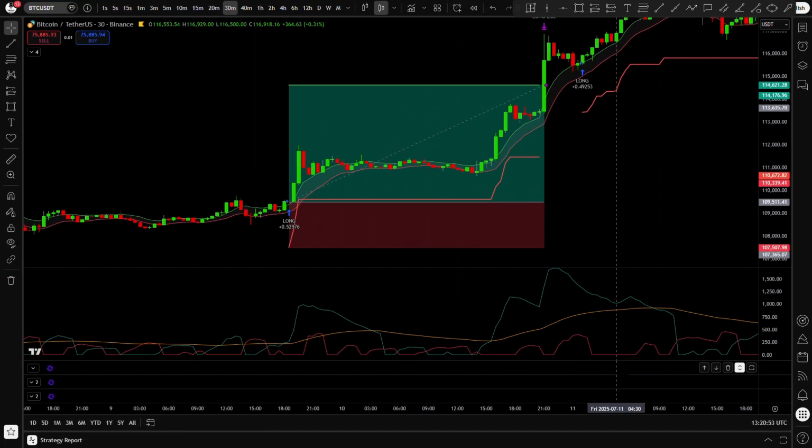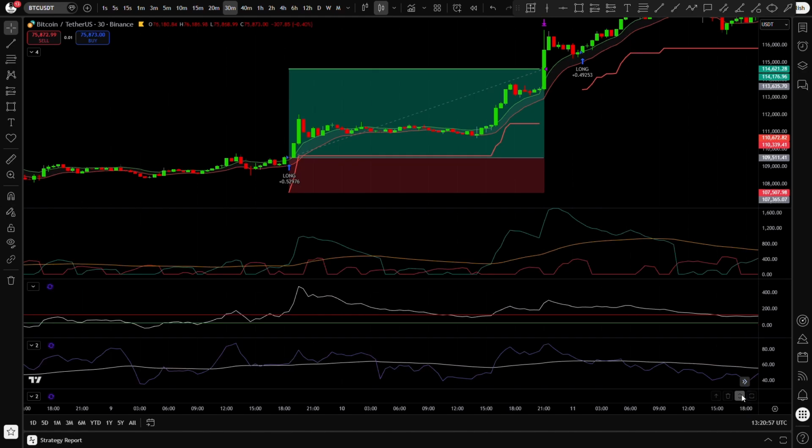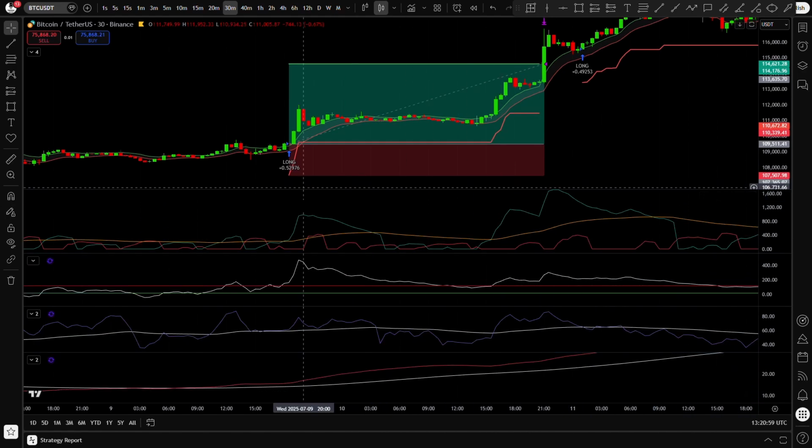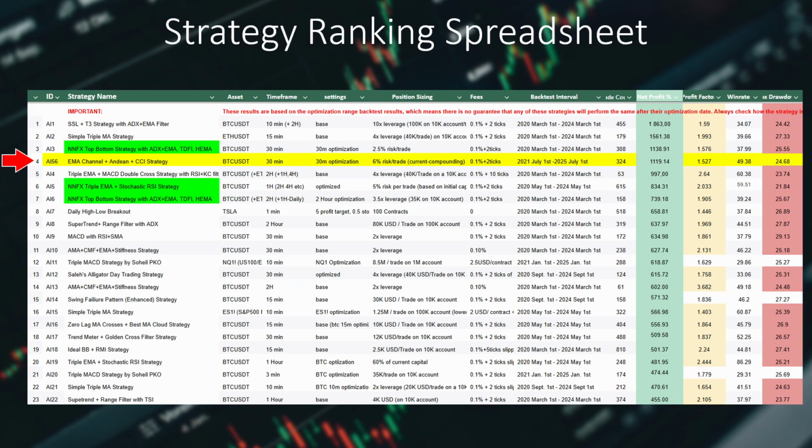I'm glad I could work on this setup because by combining this simple logic with a few of my go-to filters and my advanced position sizing approach, I was able to build a strategy that now ranks in the top 5 in our strategy ranking spreadsheet. And that spreadsheet has more than 50 strategies ranked.